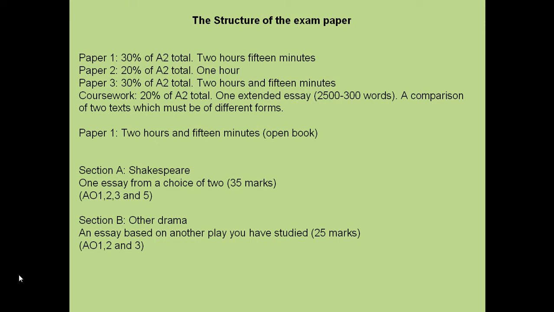So, paper 1. We've already looked at paper 1, section A, which is an exploration of Shakespeare. Remember, this paper is based on drama. Section B is going to be focusing on another drama play you've studied, which is 25 marks rather than 35, because this time we're only looking at assessment objectives 1, 2, and 3.